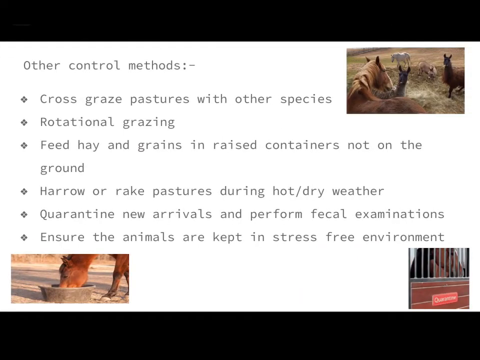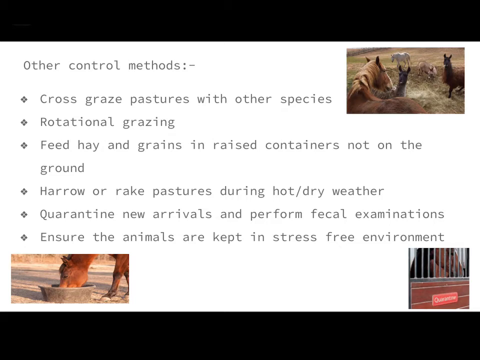Apart from what was mentioned before, there are other control methods of helminths in horses in terms of management. The first one is to cross-graze pastures with other species, like allowing horses to graze with goats, for example. This is because most parasites are host-specific, which means one particular parasite infects only one particular animal species. So cross-grazing can help to reduce the pasture's burden of equine parasites. For example, when goats ingest equine parasites, the parasites will halt their life cycle without having any adverse effect on the goat.